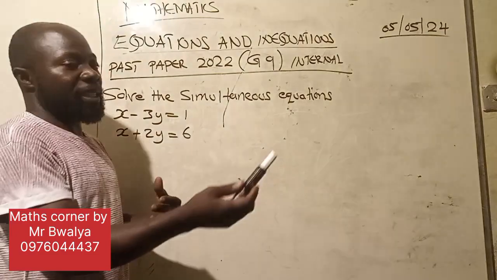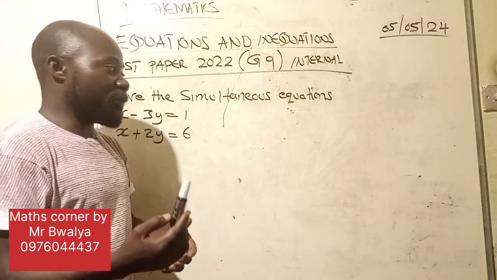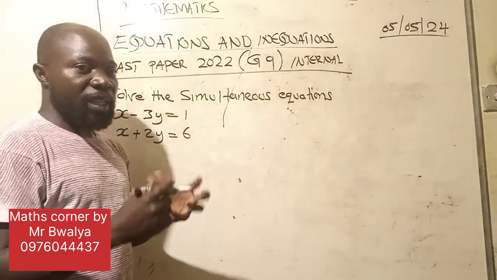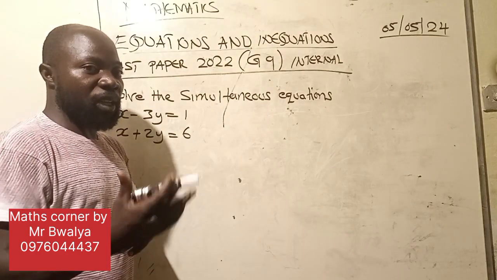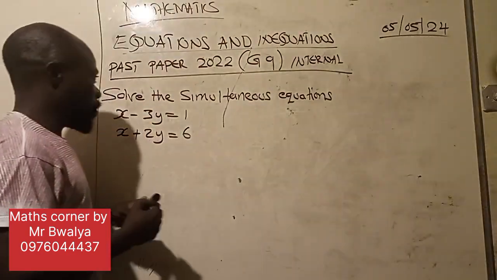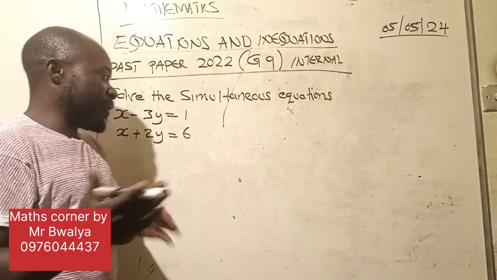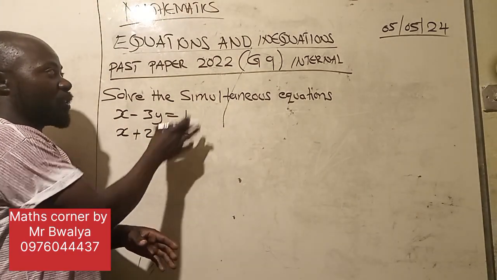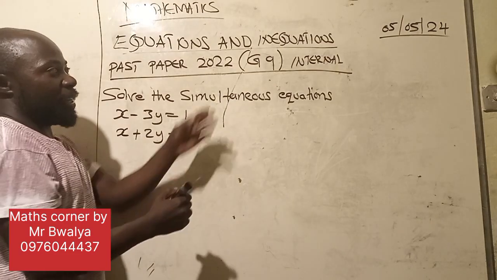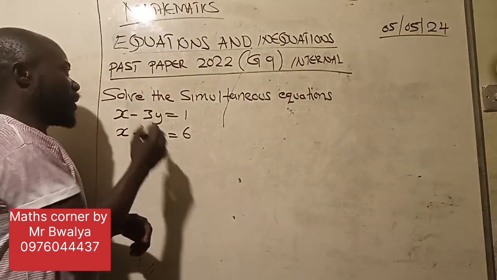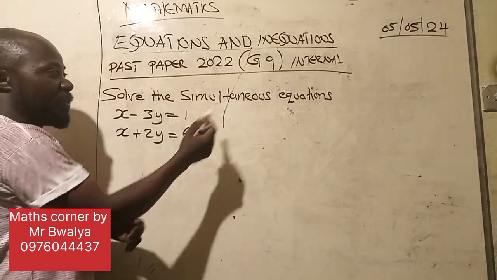We don't know what the exam would bring this time, this is 2024. So it's important that we look at different questions and how best we can solve them. Today we are looking at this question which came in the 2022 grade 9 internal exam. The question was: solve these simultaneous equations.